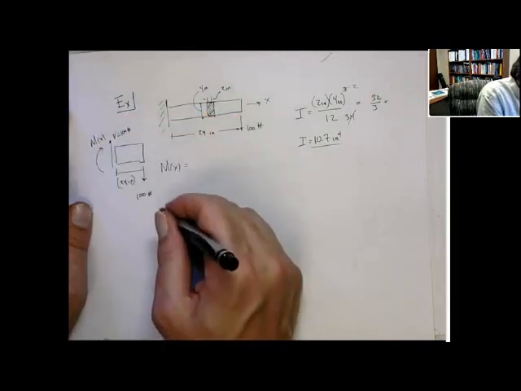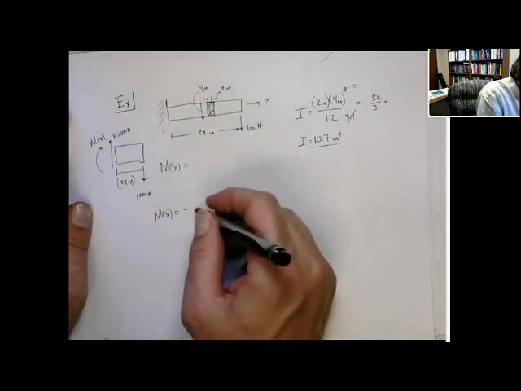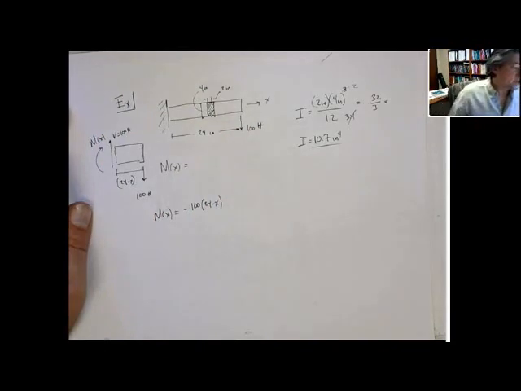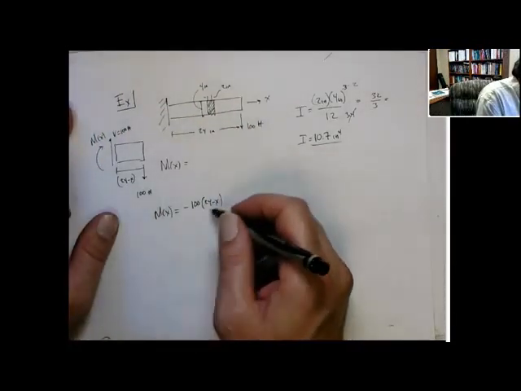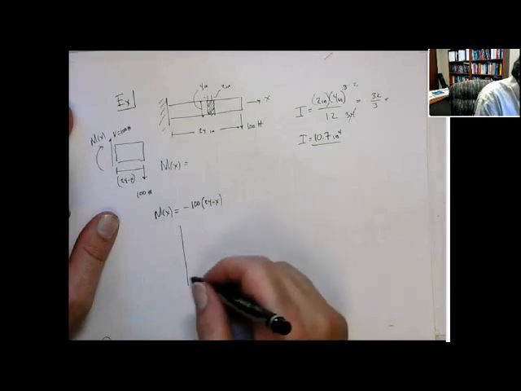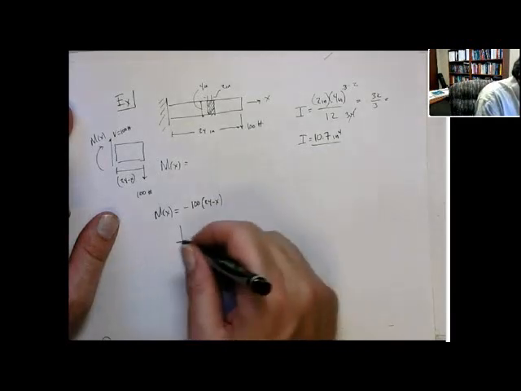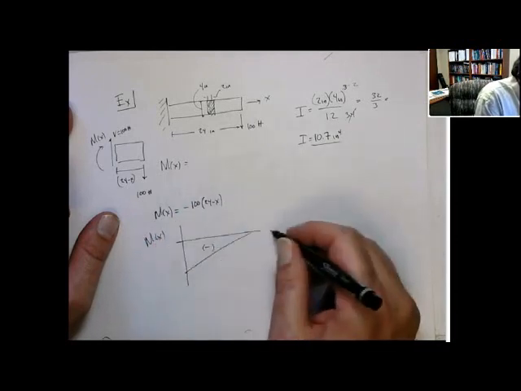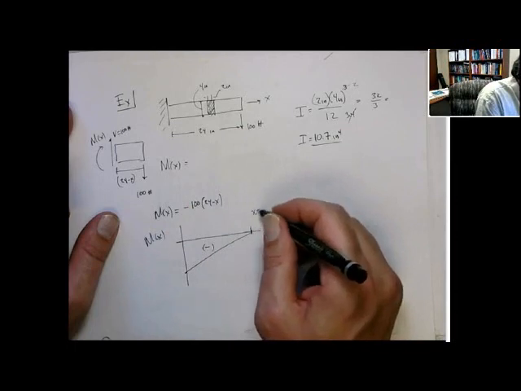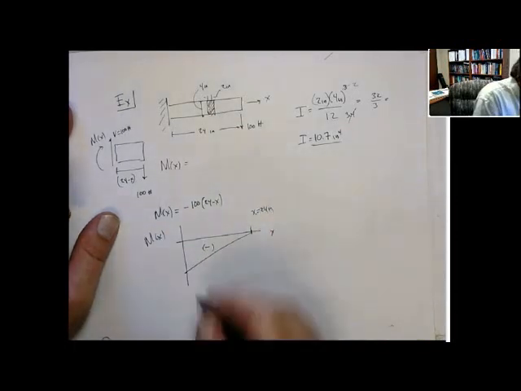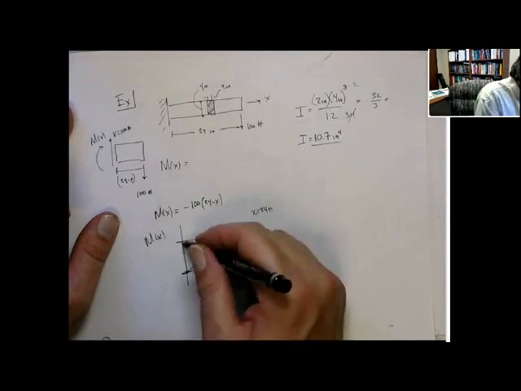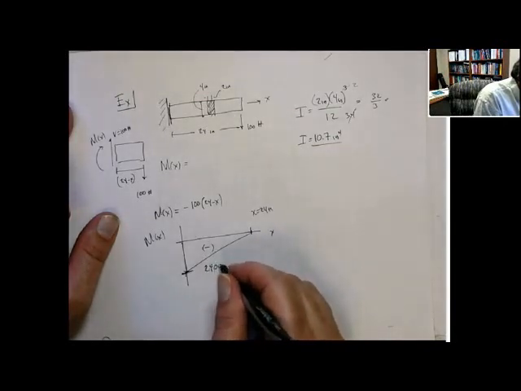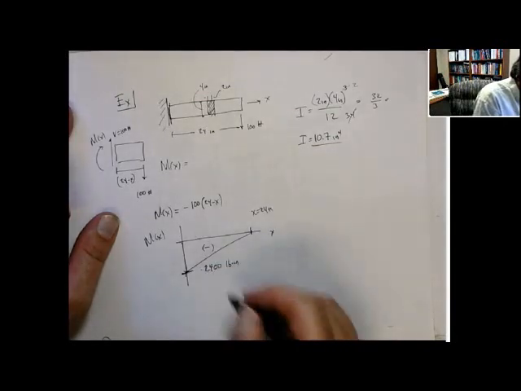But that has to equal minus 100 pounds times 24 minus x. So if we draw the bending moment diagram, the maximum value is at x equals 0, where the base is. This is a negative bending moment diagram, with x here, where x equals 24 inches. So the maximum bending moment is right at this point, and that has a value of negative 2,400 pound inches.